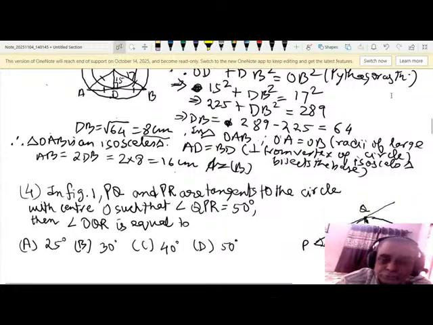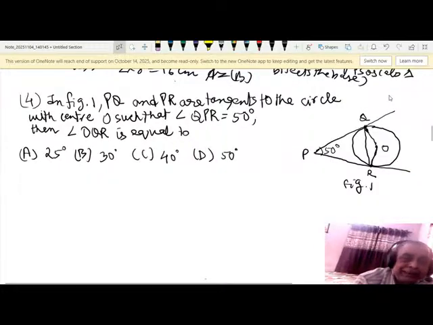Now we are moving to sum number 4. In this question, in the figure, PQ and PR are tangents to the circle whose center is O, such that angle QPR is 50 degrees. Then find the angle OQR. OQR is this. So how will we calculate it? For this, first you join P to O.